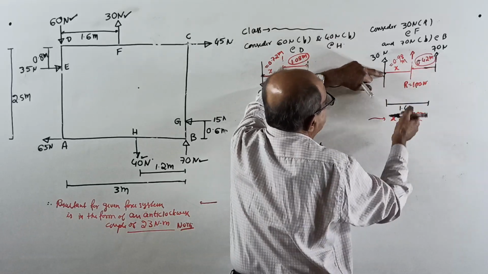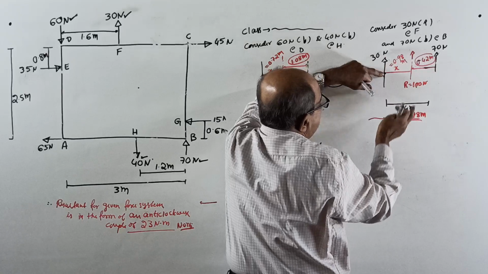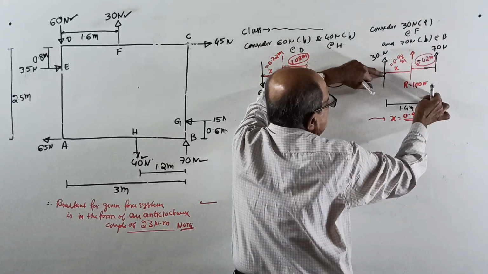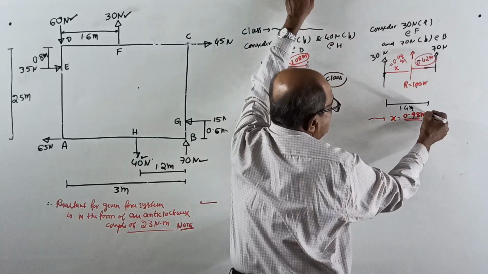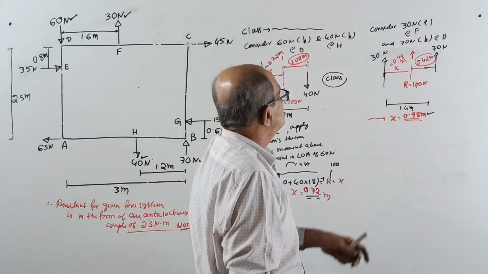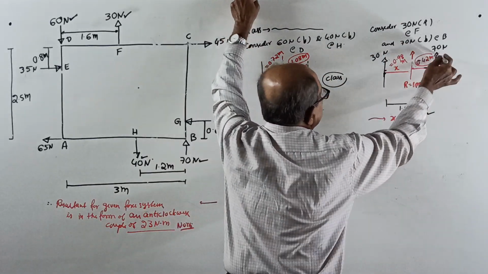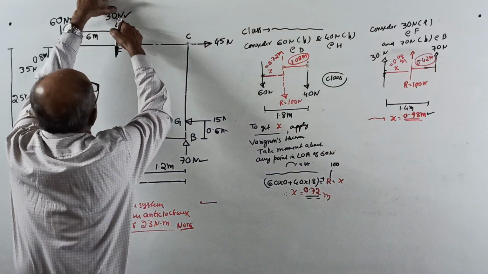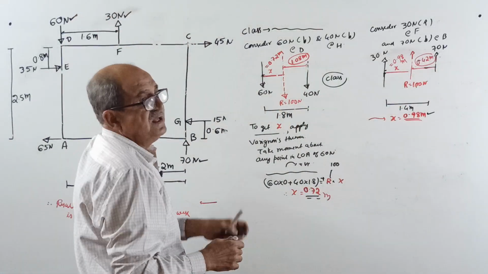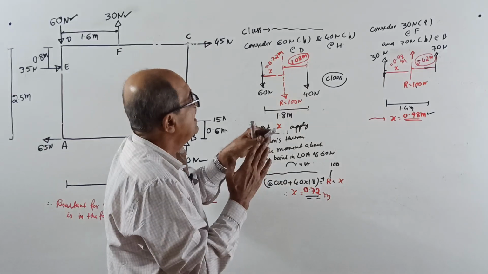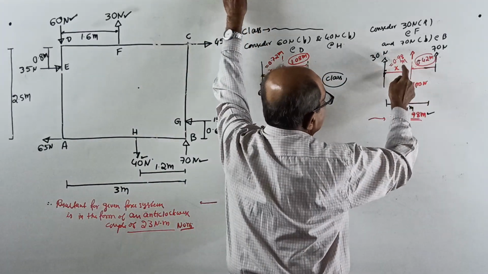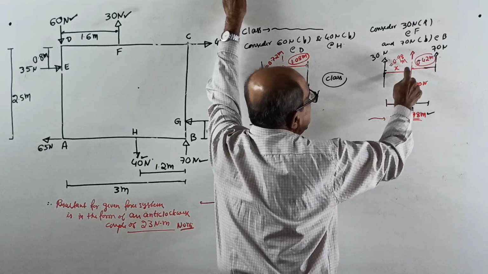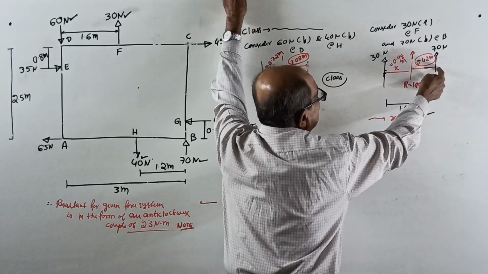Taking clockwise positive, 30 into 0 minus 70 into 1.4 equals minus 100 into x. X will come 0.98 meter. So for these two forces, the single resultant force is 100 Newton up, acting at 0.98 meter from the 30 Newton force, or 0.42 meter from the 70 Newton force.